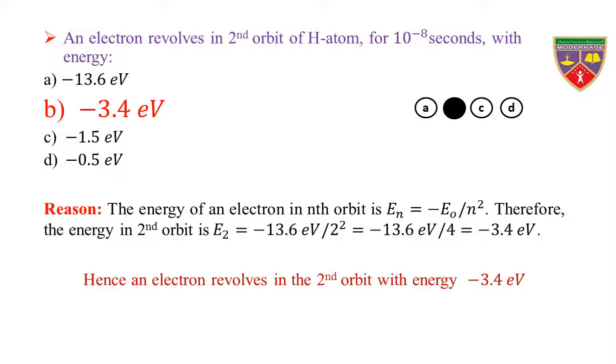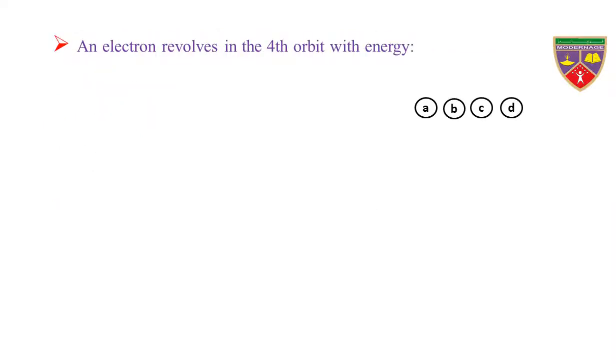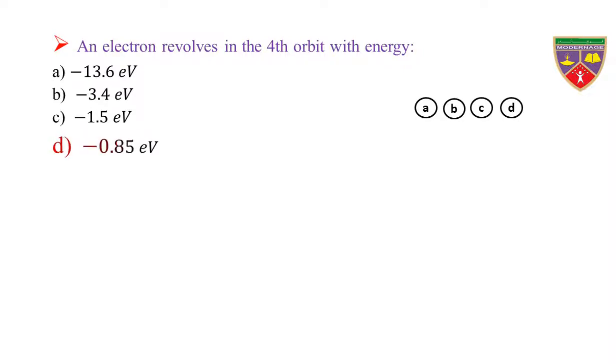An electron revolves in the fourth orbit with energy. Option A, minus 13.6 electron volts. Option B, minus 3.4 electron volts. Option C, minus 1.5 electron volts. Option D, minus 0.85 electron volts. The key is minus 0.85 electron volts. Therefore, the correct option is D.